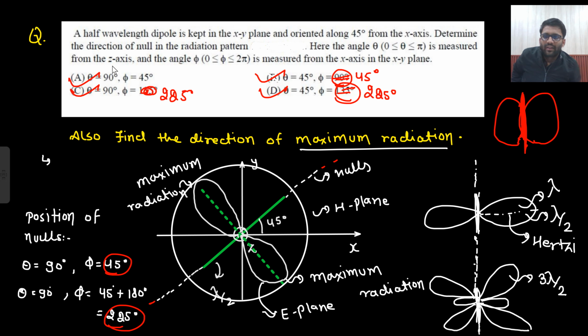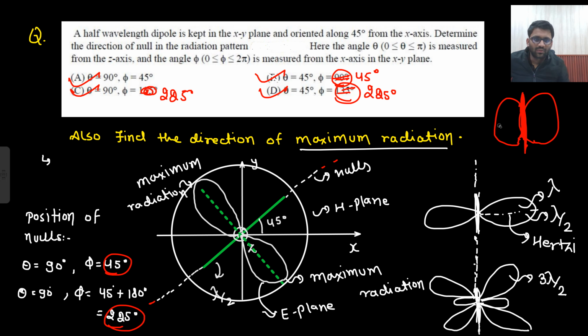Determine the direction of null in the radiation pattern. Here the angle is from there. So the phi value can vary from 0 to 2 pi now, and theta can also vary from 0 to pi. So we are taking the complete 3D diagram, the complete radiation pattern. Are you getting this point? So these are the positions of nulls.